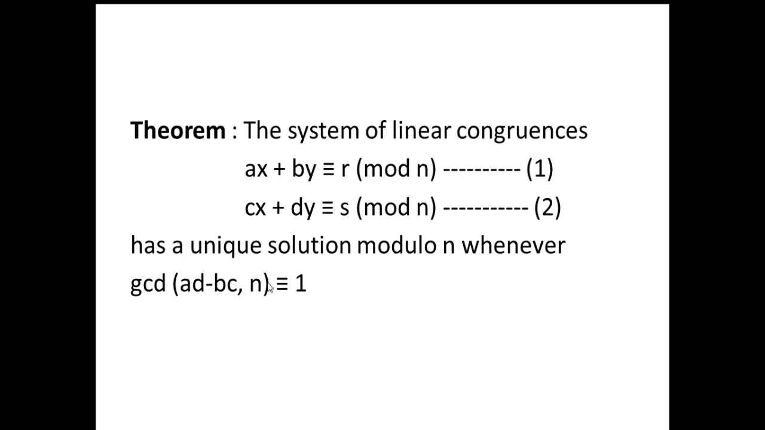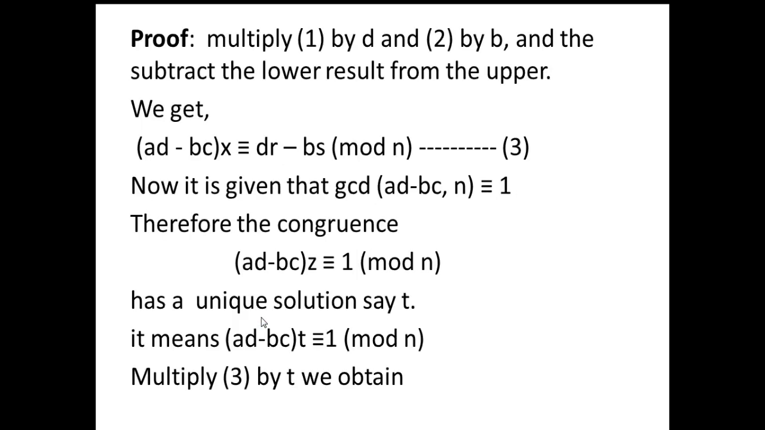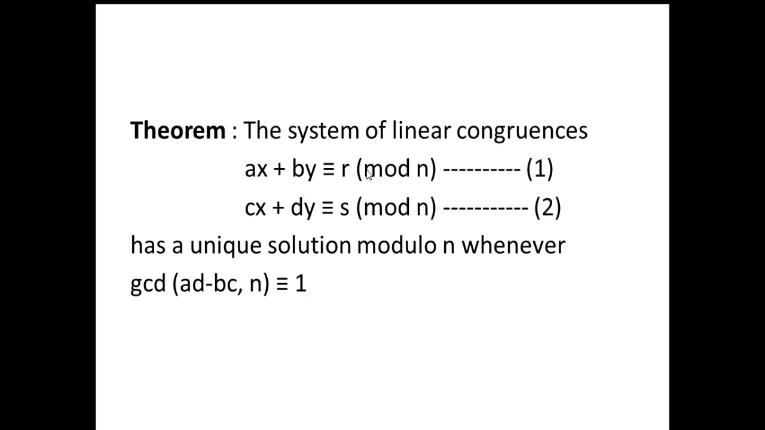The next result is about a system of linear congruences with two variables x and y. Ax plus by is congruent to r modulo n, and the other equation is cx plus dy is congruent to s modulo n. Then this system has a unique solution modulo n whenever GCD of ad minus bc with n is 1. Let us try to prove it.